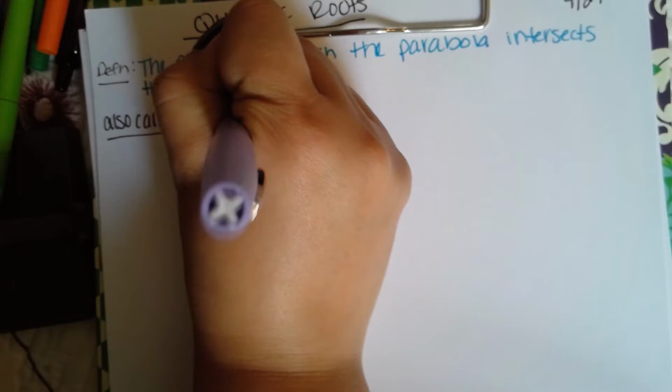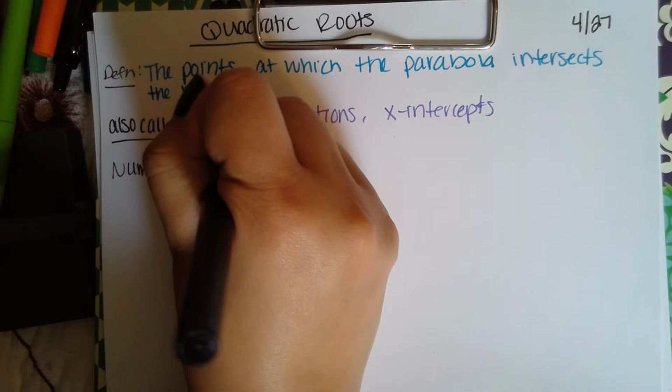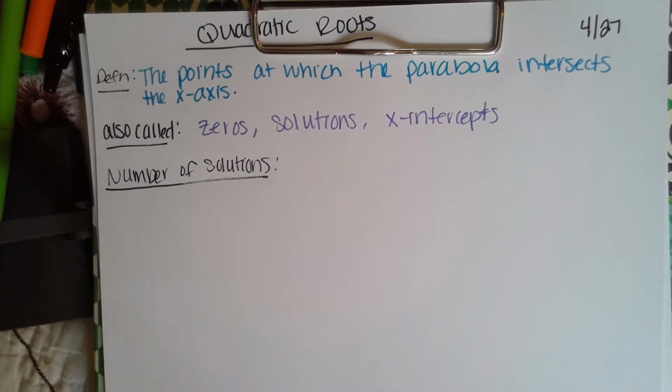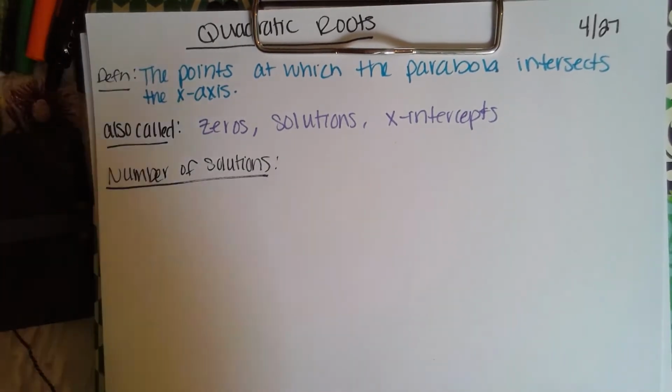So, the first type of solution is 2. Oh, and like I said, they're called solutions because they're solutions to your problems. But if we have 2 solutions, this is what our graph looks like. Okay, and this is just one example. There's plenty of other examples too.